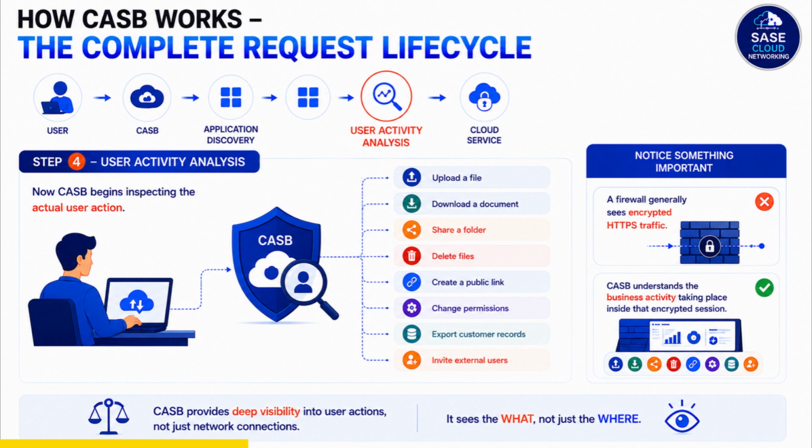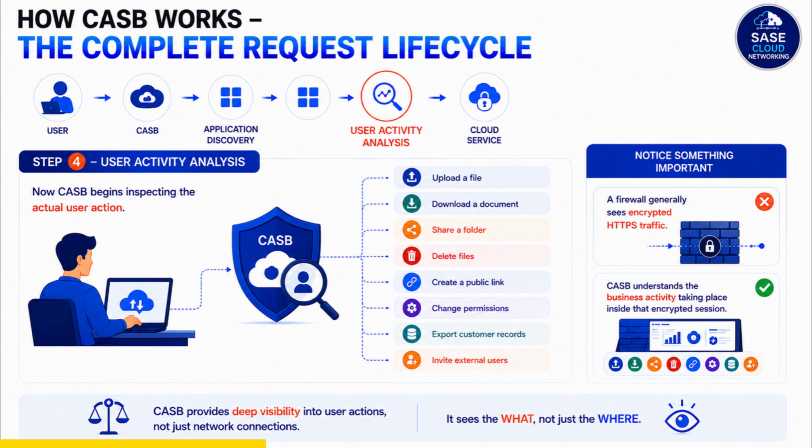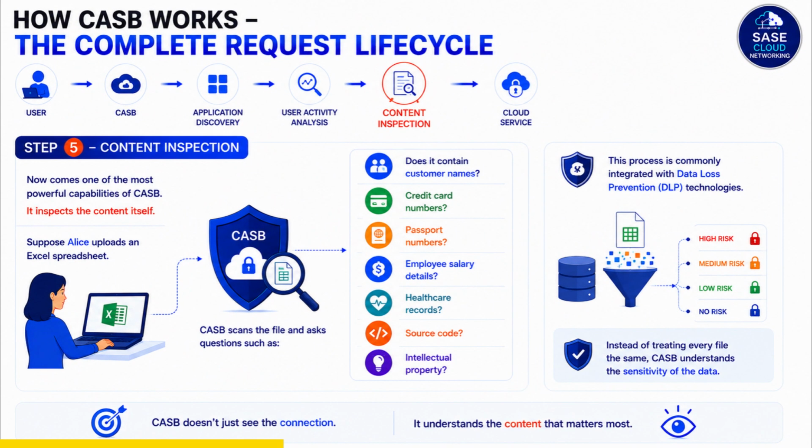Step 4. User activity analysis. Now CASB begins inspecting the actual user action. The user may be trying to upload a file, download a document, share a folder, delete files, create a public link, change permissions, export customer records, invite external users. Notice something important. A firewall generally sees encrypted HTTPS traffic. CASB understands the business activity taking place inside that encrypted session. That's a significant difference.